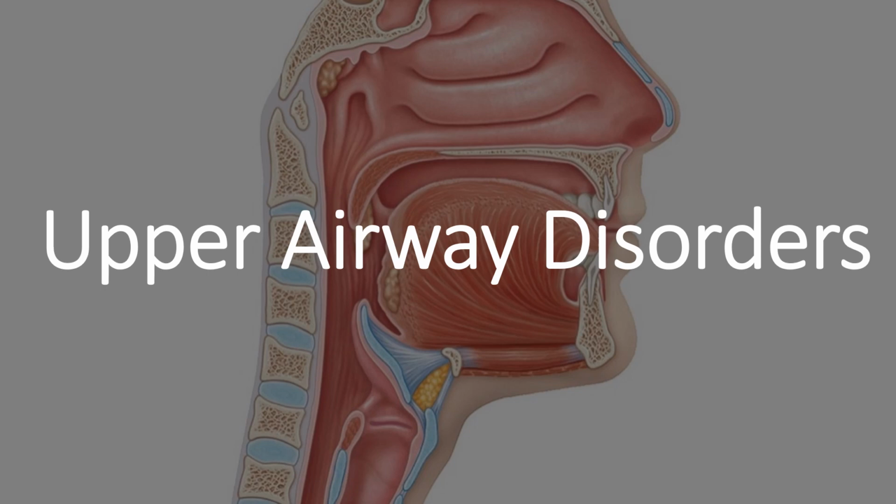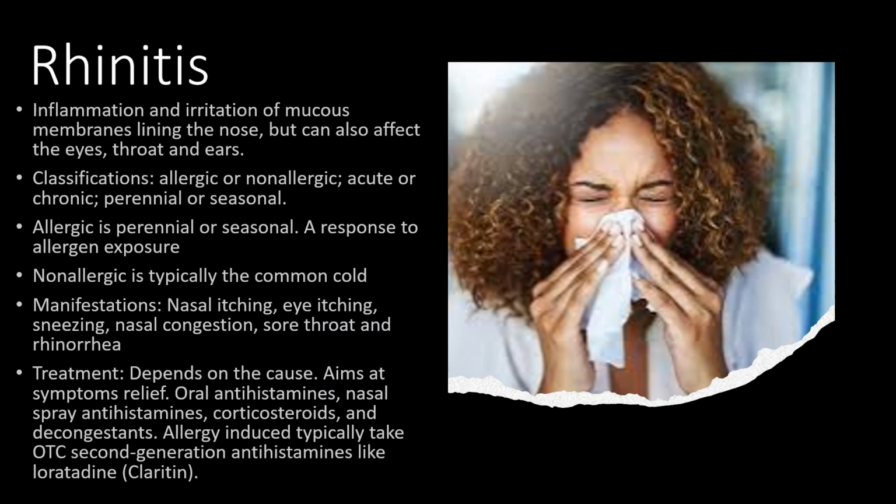Moving right along to our upper airway disorders. So our first airway disorder is rhinitis. So rhinitis is classified as allergic or non-allergic and acute or chronic. It's inflammation and irritation of mucous membranes lining the nose, but it can also affect the eyes, throat, and ears.